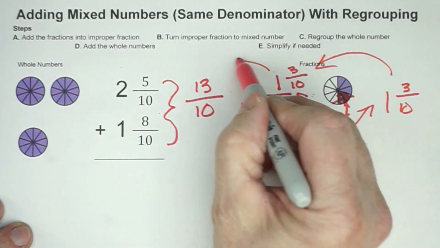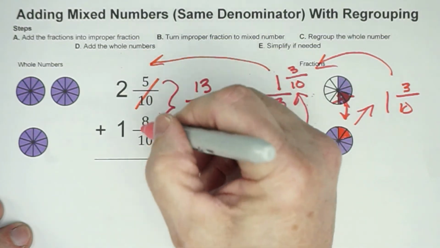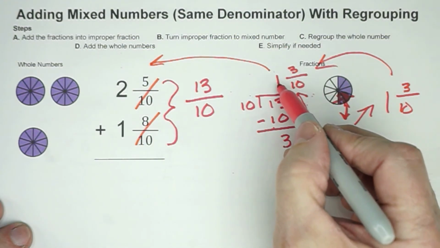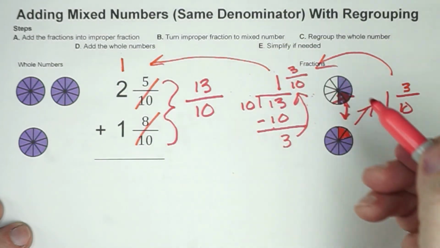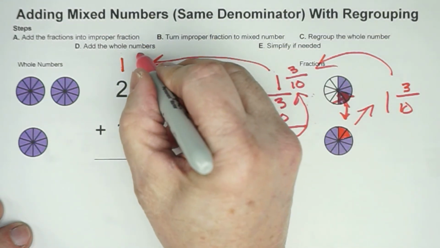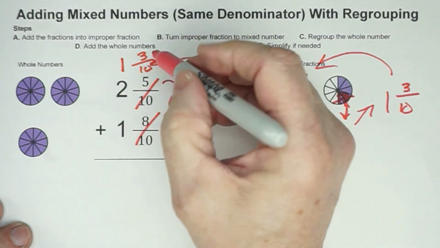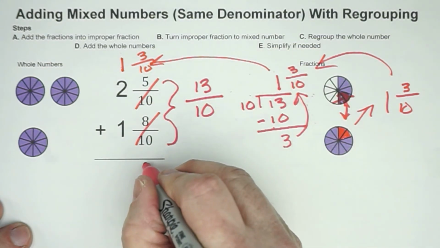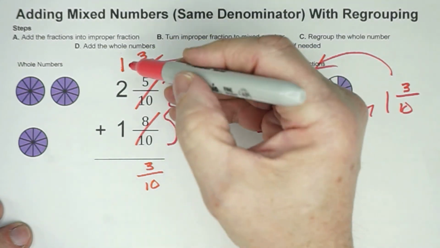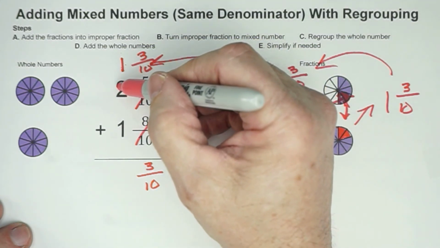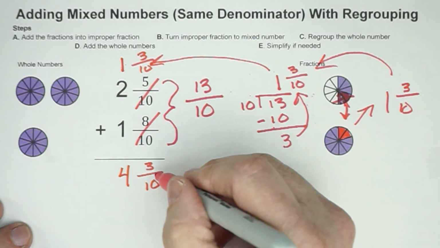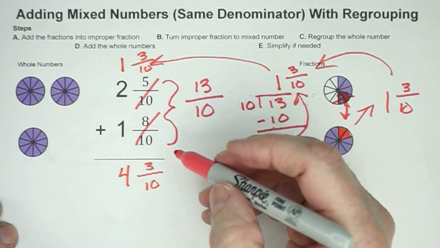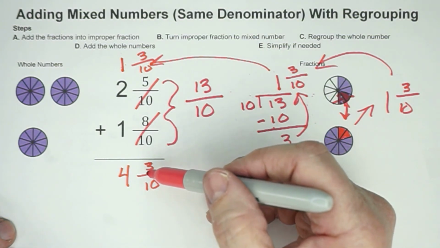So this we're going to take, and the whole number we regroup into the whole numbers, right? And then we have the 3 tenths. 3 tenths, remember, we already did this, so we don't have these numbers here anymore. So this is 3 tenths. And then if we add our whole numbers, 1 plus 2 is 3, plus 1 is 4. And we cannot simplify this anymore. So our answer for this is 4 and 3/10.